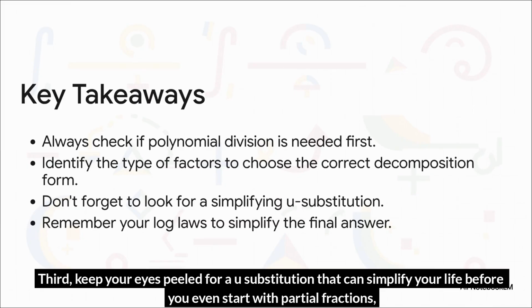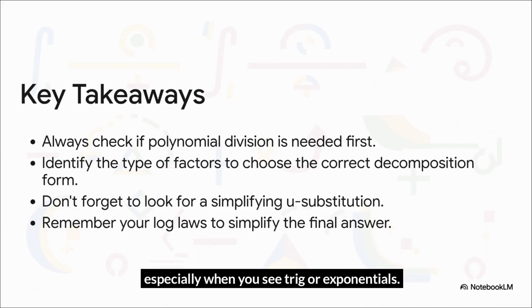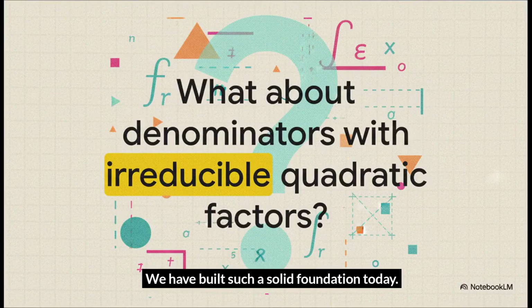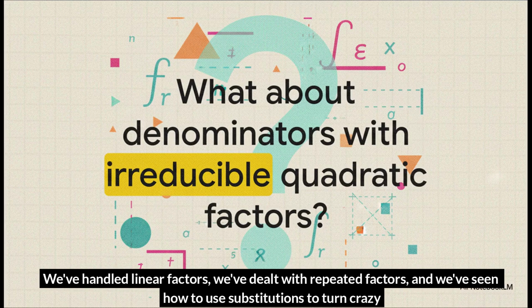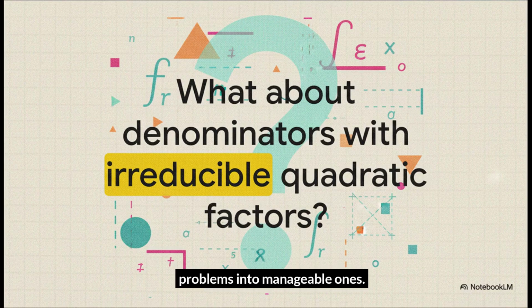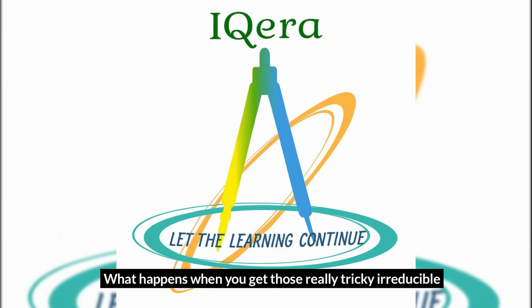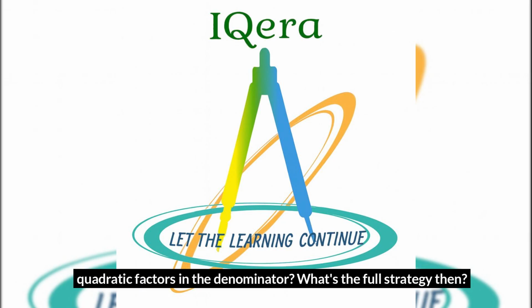Third, keep your eyes peeled for a u substitution that can simplify your life before you even start with partial fractions, especially when you see trig or exponentials. And finally, brush up on your log laws because you'll almost always need them to simplify your final answer. We have built such a solid foundation today. We've handled linear factors, we've dealt with repeated factors, and we've seen how to use substitutions to turn crazy problems into manageable ones. But all of this leads to a pretty big question, one we kind of hinted at with that very first example. What happens when you get those really tricky irreducible quadratic factors in the denominator? What's the full strategy then?